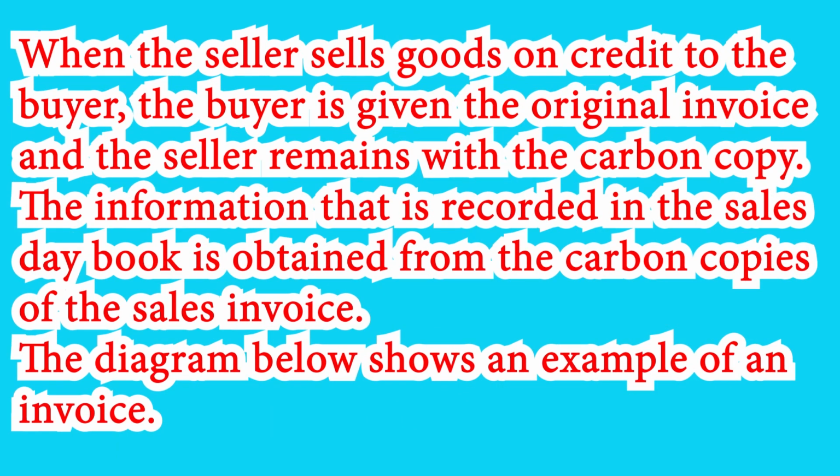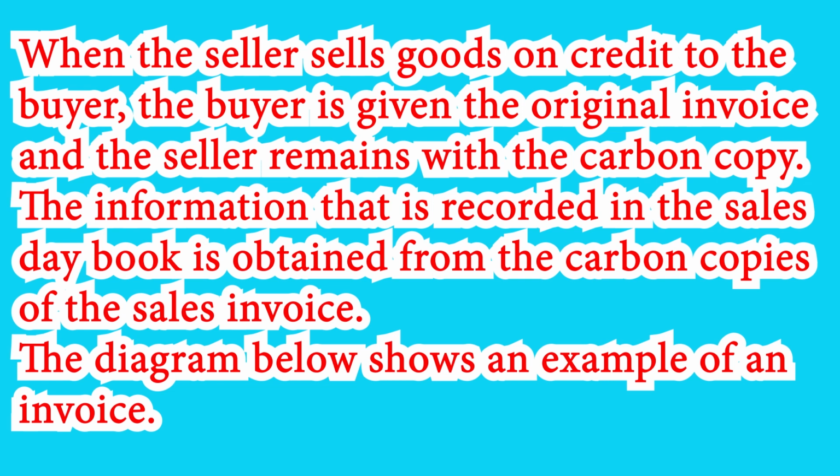When the seller sells goods on credit to the buyer, the buyer is given the original invoice and the seller remains with the carbon copy. The information that is recorded in the sales day book is obtained from carbon copies of the sales invoice. So the diagram below shows an example of an invoice.